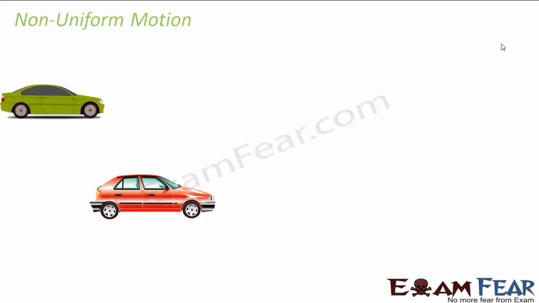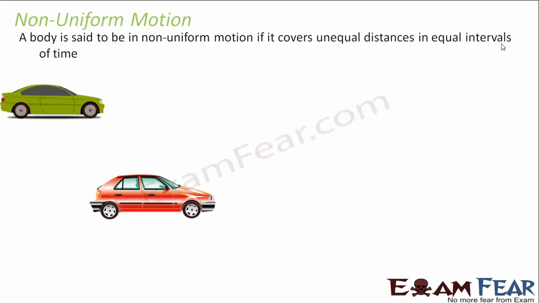So now, what is non-uniform motion? When I talk of non-uniform motion, I mean that a body is said to be in non-uniform motion if it covers unequal distances in equal intervals of time. Let us suppose you have a car which covers 5 kilometers in the first 1 hour. In the next 1 hour, it covered some 20 kilometers. In the third 1 hour, it covered some 1 kilometer. So for every equal interval of time, the distances covered are unequal. Sometimes the speed is more, sometimes it covers less distance, sometimes it covers more distance.